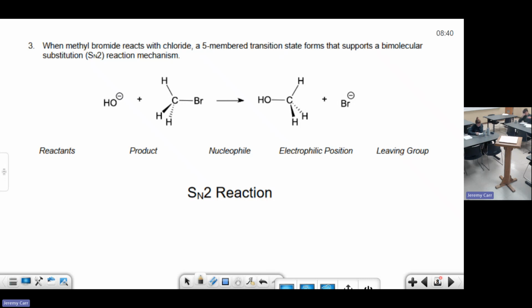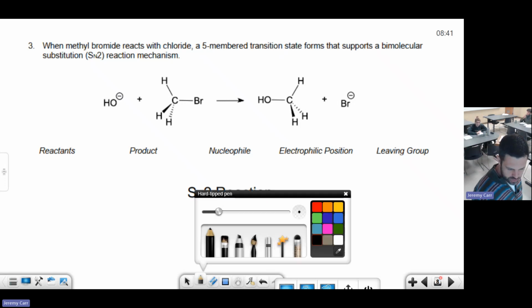So it turns out when we take this methyl bromide and we react it with chloride, it says chloride, but it's just a hydroxide, a 5-member transition state forms that supports a bimolecular substitution reaction mechanism. Let's look at the vocabulary first, then we're going to put this all together here. So here's our reaction that we've been studying, and there's some important vocabulary to be aware of.